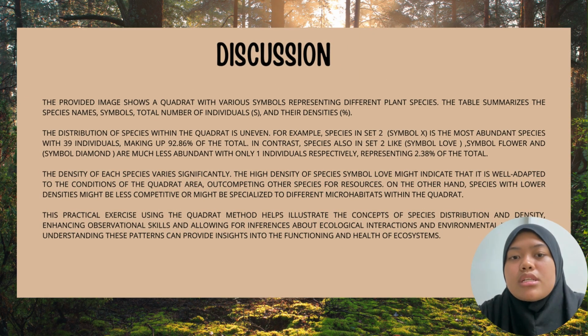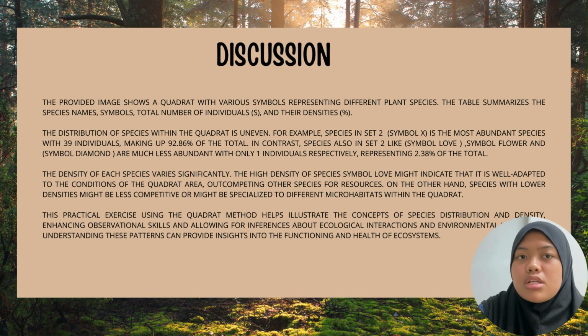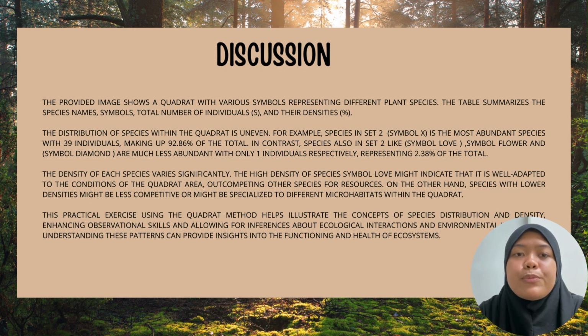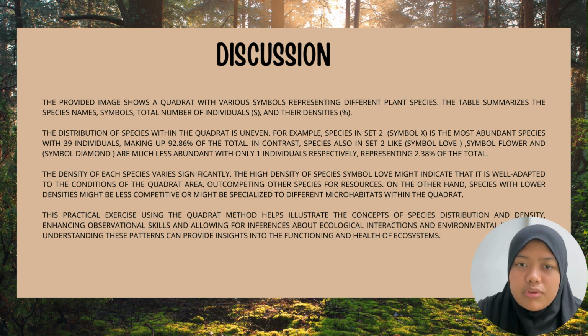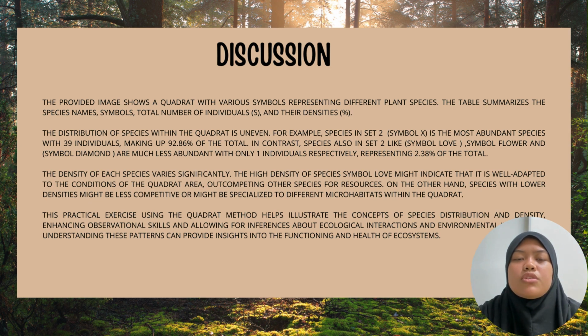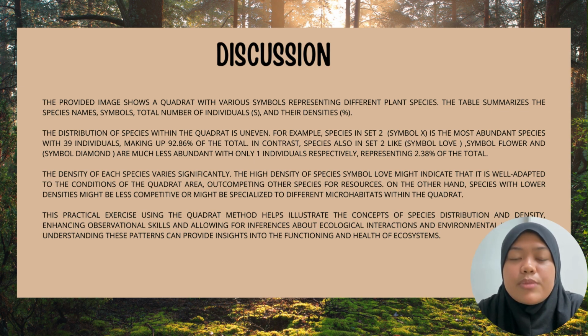I want to explain about the discussion in quadrat 1, 2, 3, and 4. The provided image shows a quadrat with various symbols representing different plant species. The table summarizes the species name, symbol, total number of individuals, and their density in percentage. The distribution of the species within the quadrat is uneven. For example, in set 2, symbol X is the most abundant species, which is 39 individuals, making up 86%. Also, in set 2, the symbols love, flower, and diamond are much less abundant with only one individual respectively, representing about 2.38% of the total.